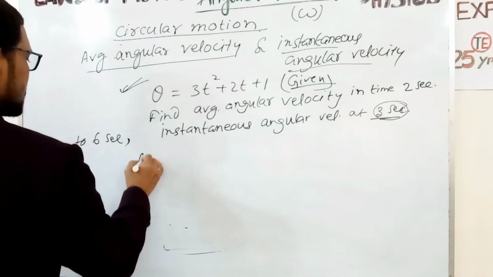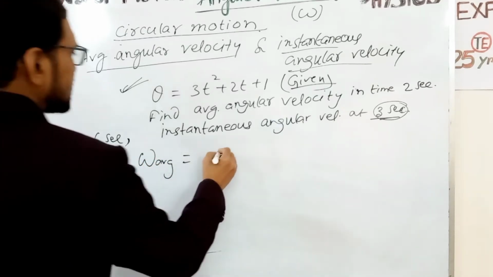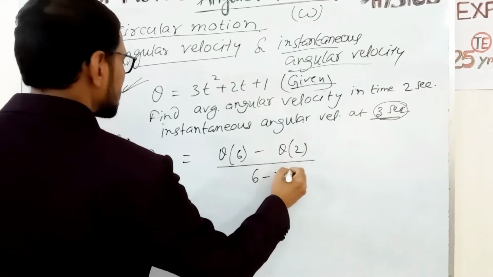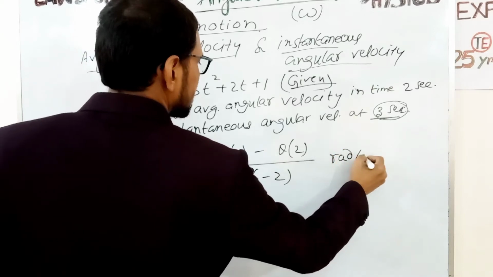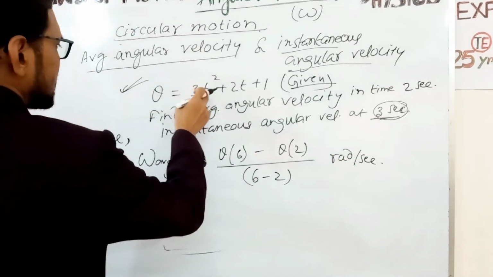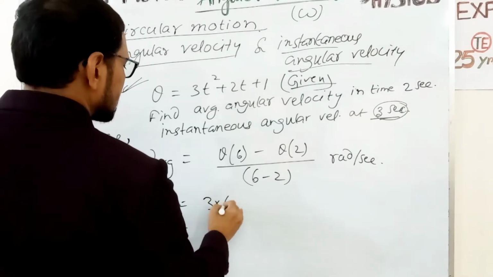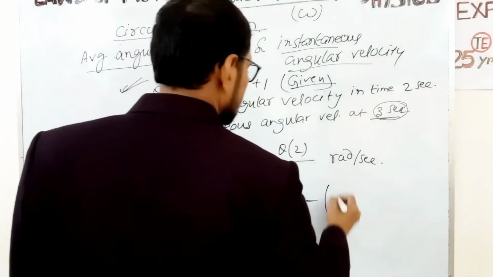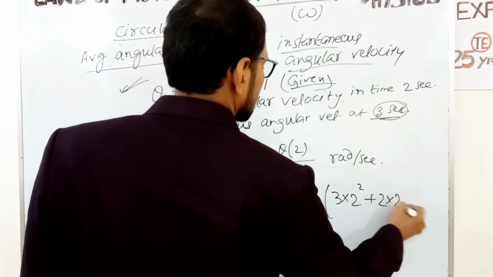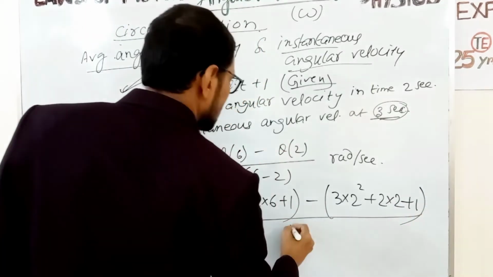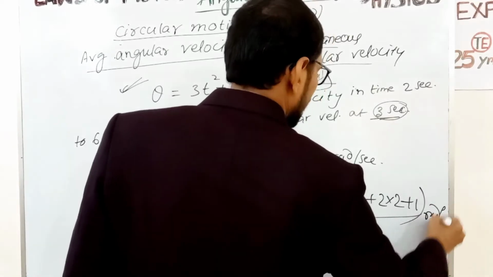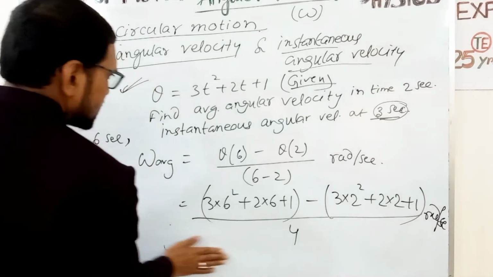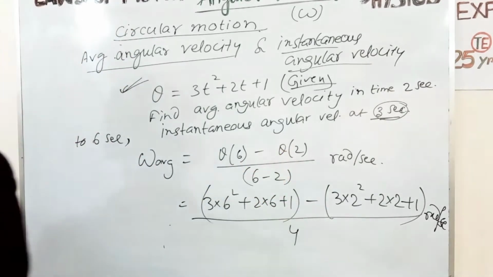So we know average angular velocity omega average equals theta in 6 seconds minus theta in 2 seconds, divided by the time gap. Time gap is 6 minus 2. So this is average angular velocity, in radian per second. Theta 6 means theta in 6 seconds. So what is this minus theta in 2 seconds, by 4? You calculate this, and the answer will be in radian per second. So this is the answer. Now this is the average angular velocity. You can simplify this, then you get the value.